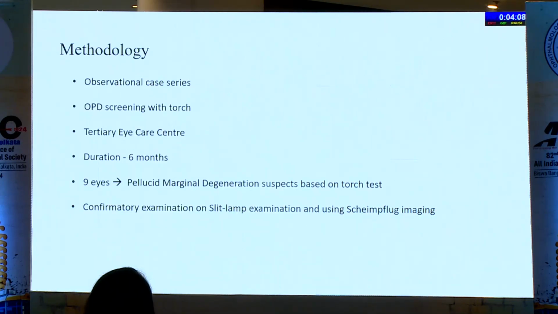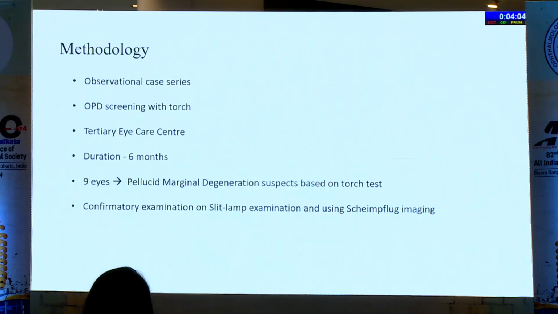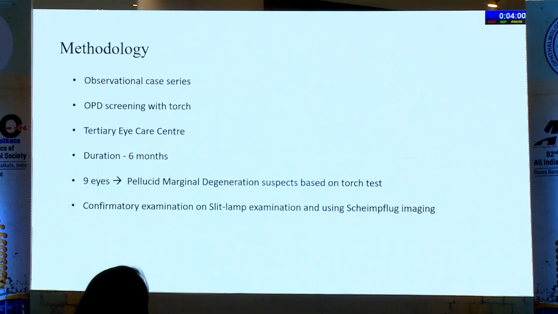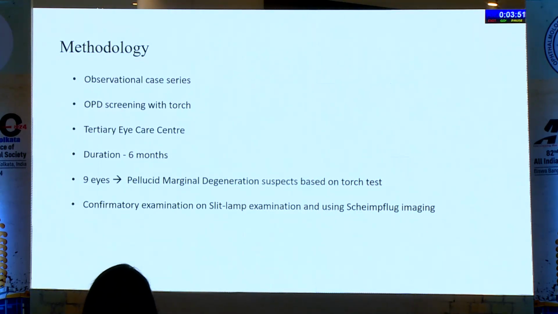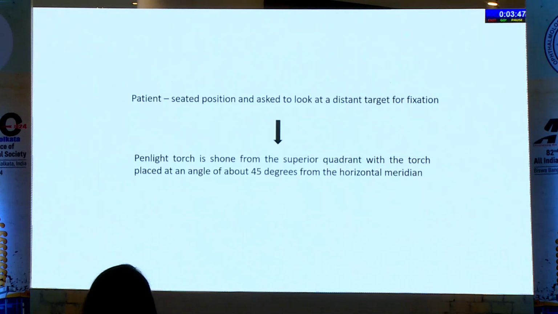Now in our study, it was an observational case series where we did OPD screening with a torch at a tertiary eye care center over 6 months. We found 9 eyes which were suspects of pellucid marginal degeneration based on the torch test. Confirmatory examination was thereafter done using slit lamp and Scheimpflug imaging.